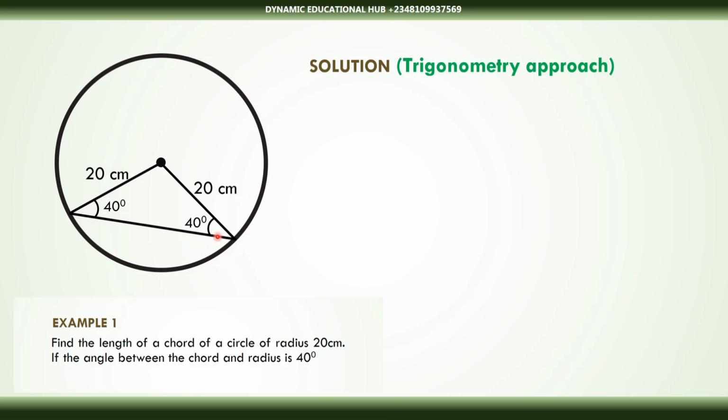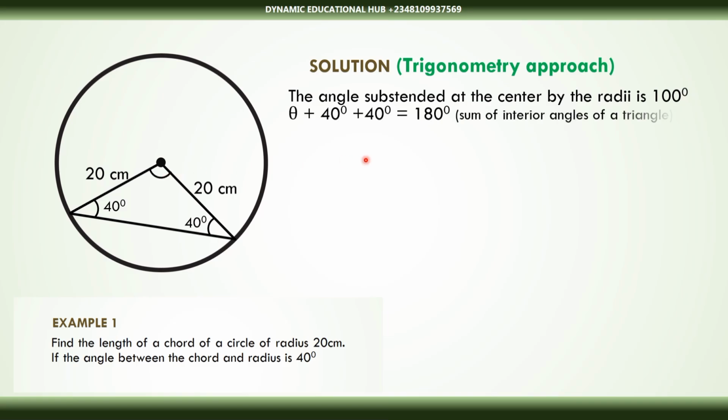This angle will also be 40 degrees. Finally, this angle, what will it be? So let's see how to find that angle. We know that the angle subtended at the center by the radii is going to be 100 degrees. Why is it 100 degrees? This angle, why is it 100 degrees?